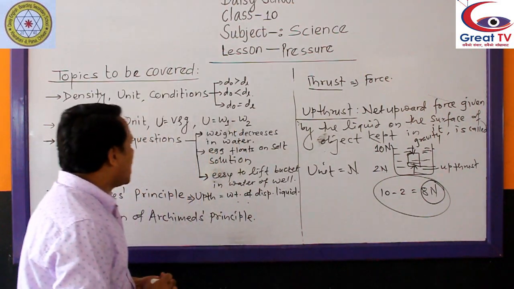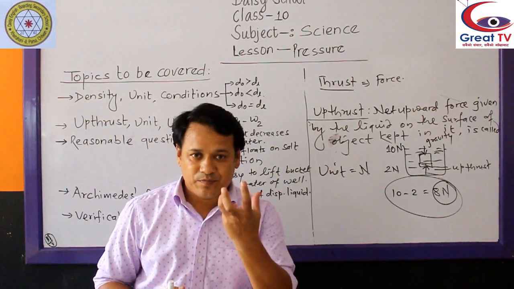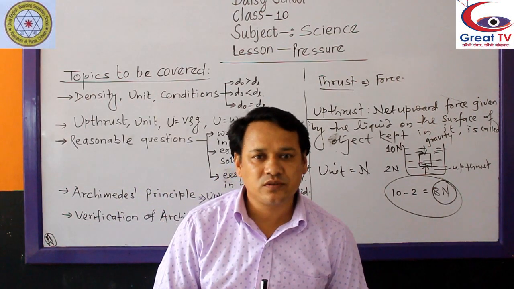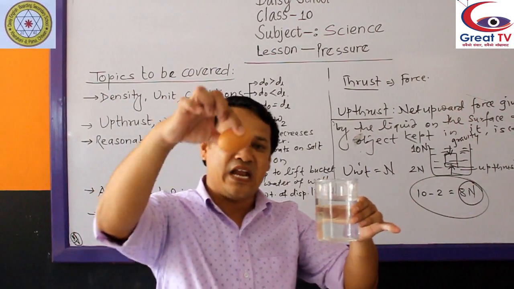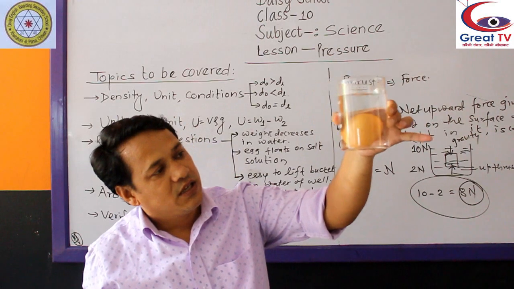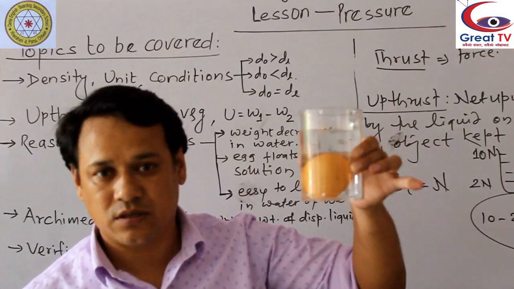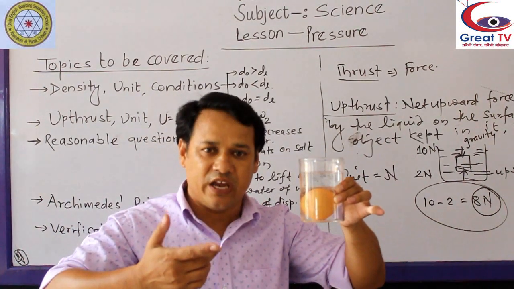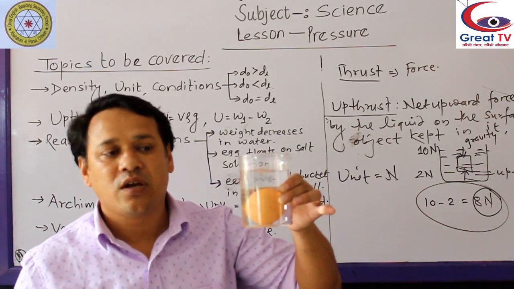So, you know, an egg sinks in pure water but floats on salt solution. Do you know? Let's see here. This is clean water. Here is an egg. Let's put it in water. You can see the egg is at the bottom. That means the egg sinks in pure water. Why? The density of egg is more than water. That's why we can see the egg is at the bottom of the beaker.